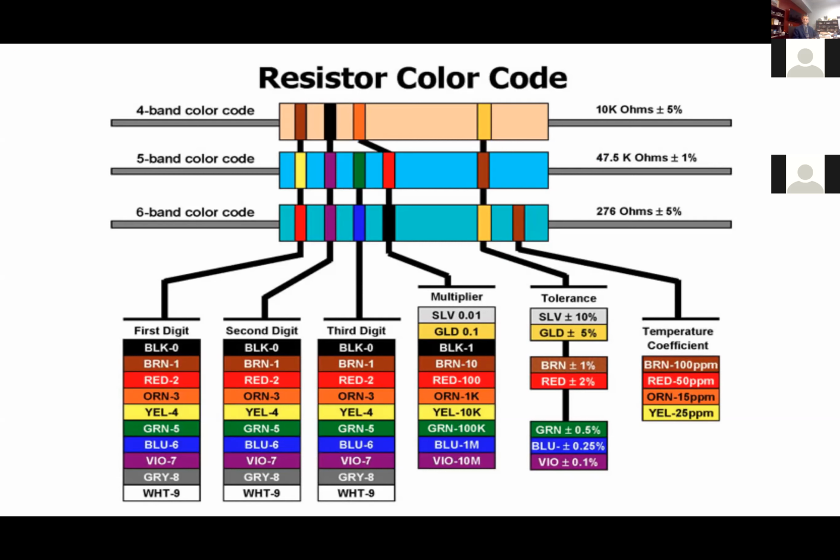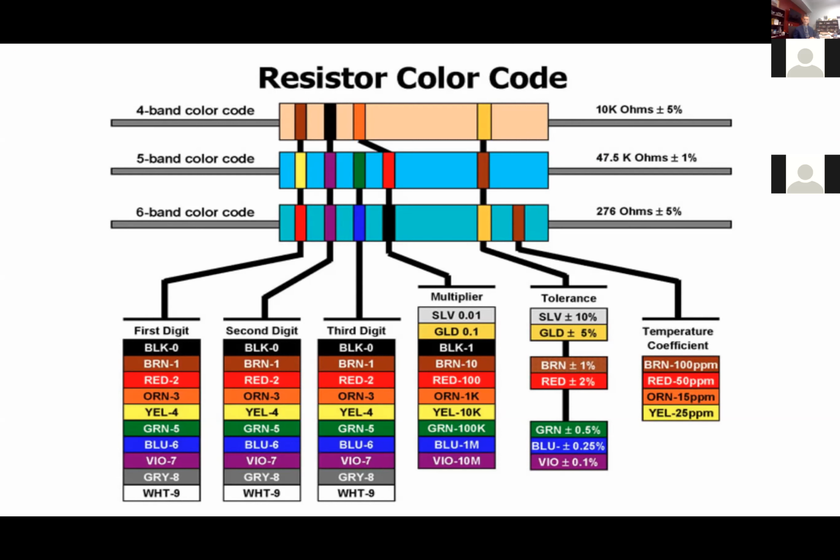The third band or the fourth band, depending on which one you're looking at, is the multiplier. So it can range anywhere from powers of 10, so times 10 to the -2 through times 10 to the -7. So it covers a large range of large and small resistances all the way up to millions of ohms. There's some examples that you can see at the side on the model.